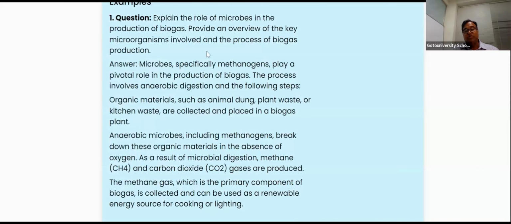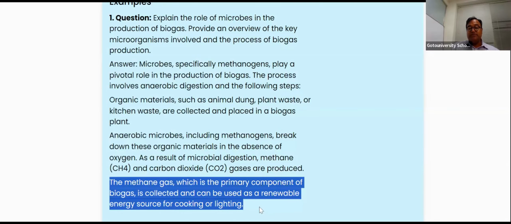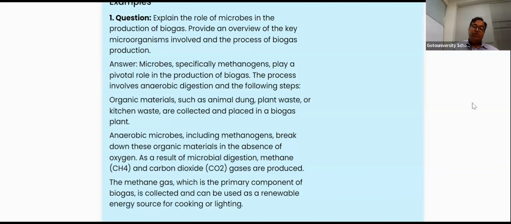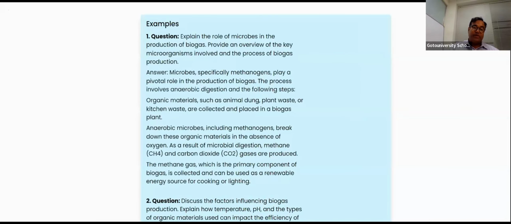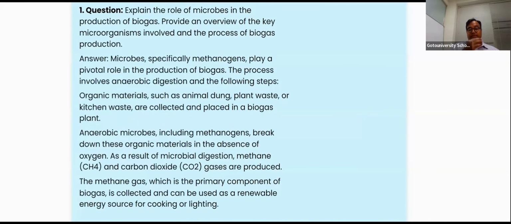Explain the role of microbes in the production of biogas. Provide an overall view of the key microorganisms involved in the process of biogas production. In this entire concept, the methane gas, which is the primary component, is collected and used as a renewable source for lighting purposes, right? So now, we know very well the methane gas is very, very important. That production will be executed with the help of methanogen bacteria, which produce methane gas. That methanogen is an anaerobic bacteria, we know very well, so an oxygen-free environment should be maintained.